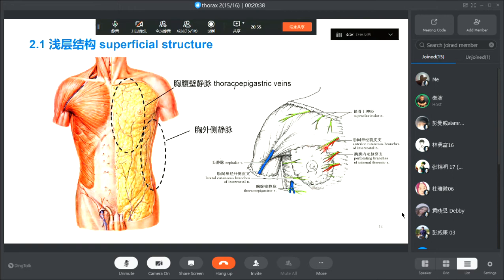So in the thoracic wall, what are their names? The superficial nerves are the supraclavicular nerve, the intercostal nerve, and the lateral cutaneous branches, and the branch of the internal thoracic artery. The artery can supply nutrition to our thorax and breast, and the vein drains the blood and carries it into the heart.